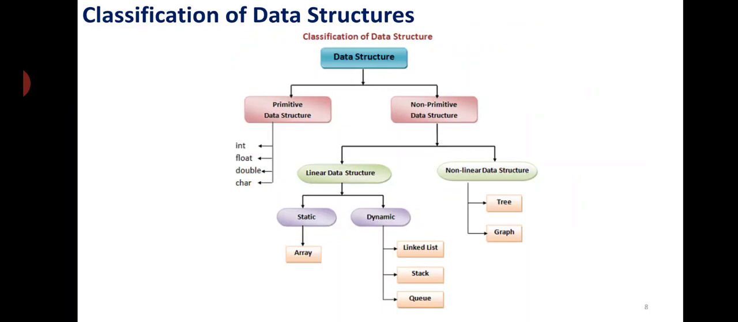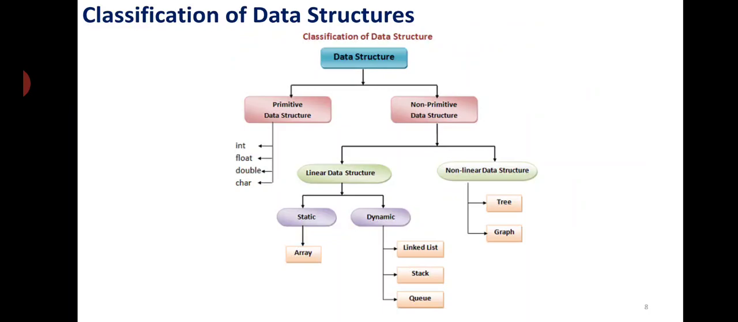Next, we'll come to the classification of data structures. Data structure is divided into two types. One is primitive data structures, another is non-primitive data structures. See, what are the types in primitive data structures? Int, float, double, and char.